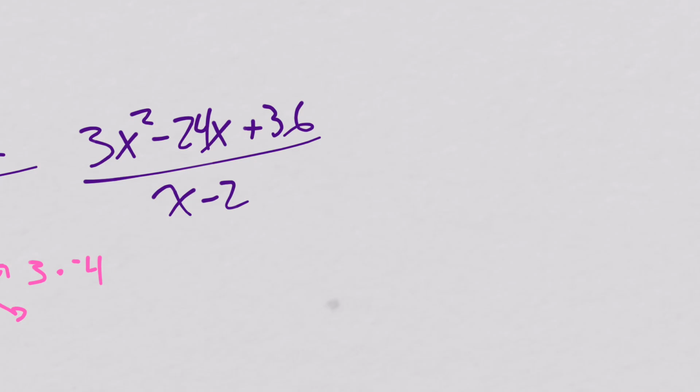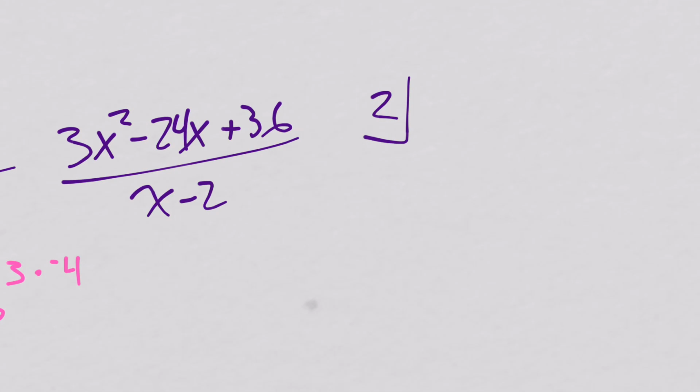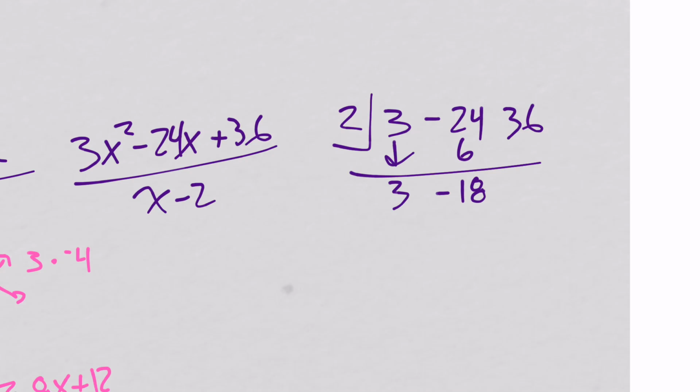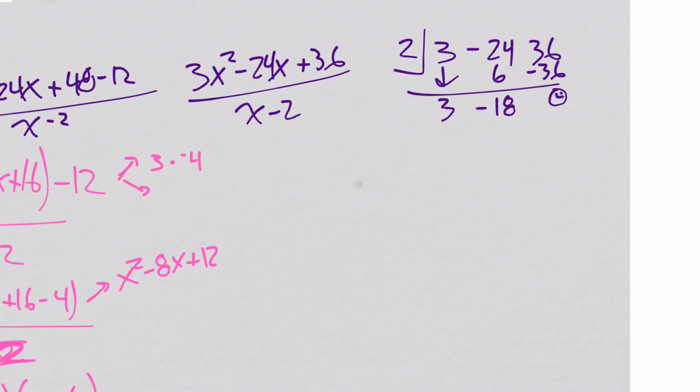And we just did it by factoring, but you could also just divide, right? Use some synthetic division. Divide by 2 our function, which is 3x squared minus 24x plus 36. And just do some synthetic division. Drop the 3 down. 2 times 3 is 6. Negative 24 plus 6 is negative 18. And 2 times negative 18 is negative 36, giving us a 0 happy remainder. So this is telling me that when I factor out that hole, x minus 2, I'm left with 3x minus 18.